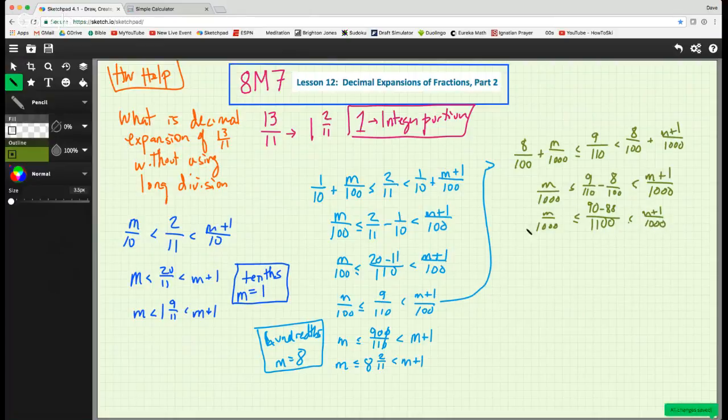Let's multiply everything through by 1,000 and get m. And this up here is 2. That equals 2. So m is less than or equal to 2,000 over 1,100 is less than m plus 1. Well, this here, m is less than or equal to 20 over 11, because we can get rid of those zeros, is less than m plus 1.